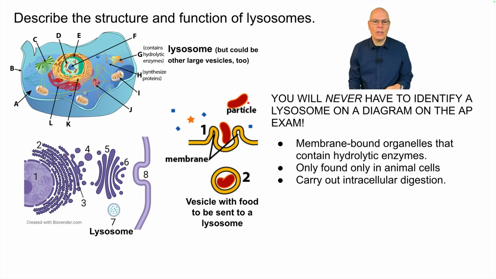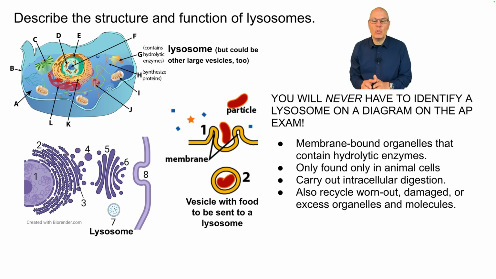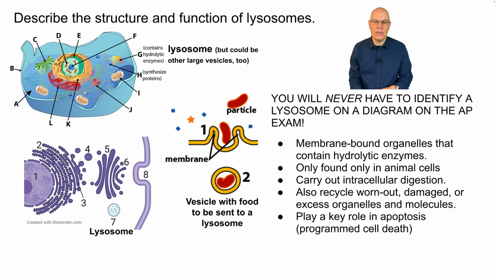So for example, here you see a particle. It actually looks like a cell that's being engulfed by the membrane. It'll be packaged into a vesicle, and that vesicle will be sent to a lysosome where hydrolytic enzymes will break this down. The lysosome also recycles worn out, damaged, or excess organelles and molecules, and it plays a key role in a process called apoptosis. The P is silent. That's programmed cell death, and we'll talk about that later in the course.